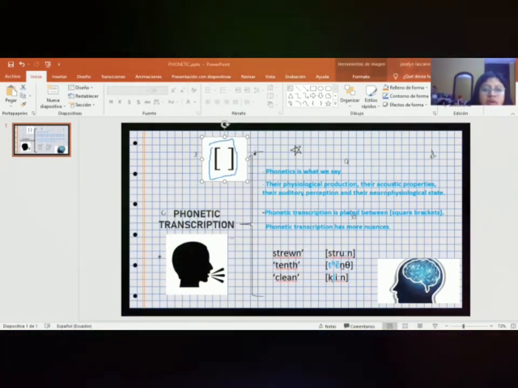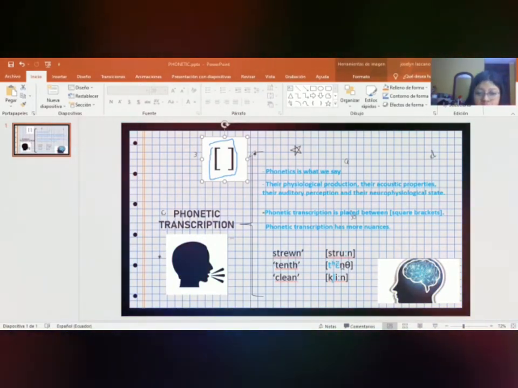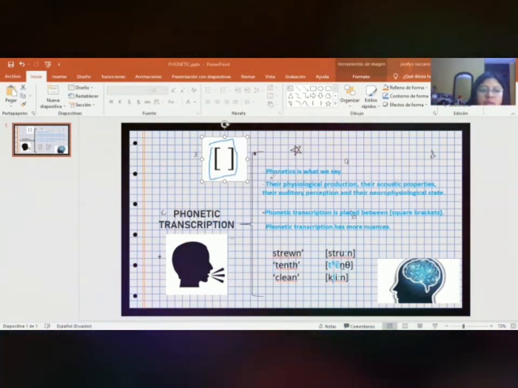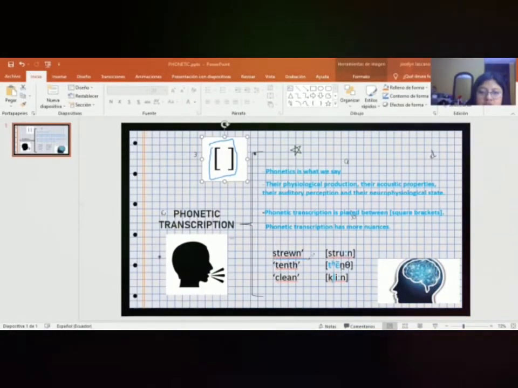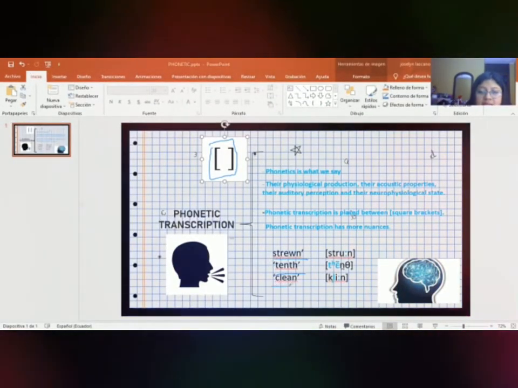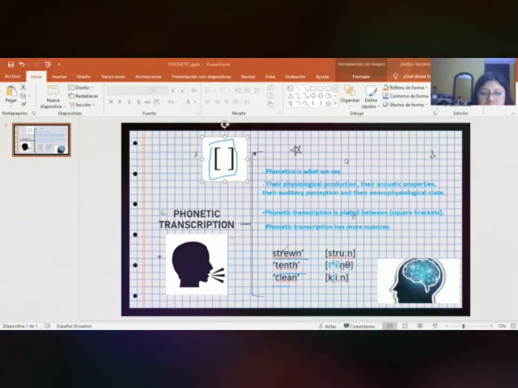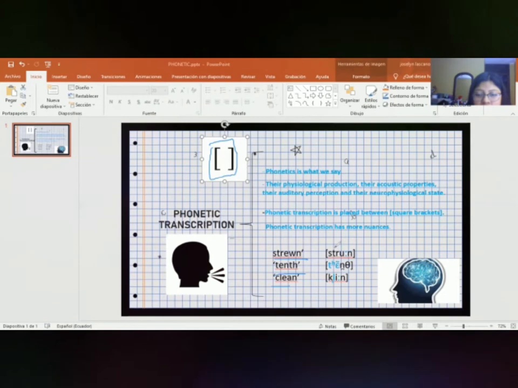These symbols represent additional details about the contextual variations in pronunciation that occur in normal speech. Example: strong, thin, and clean. Here you can see that "string" has a long vowel represented by the colon diacritic.